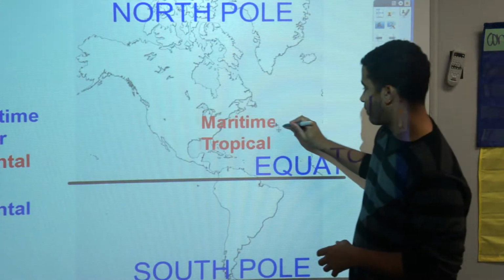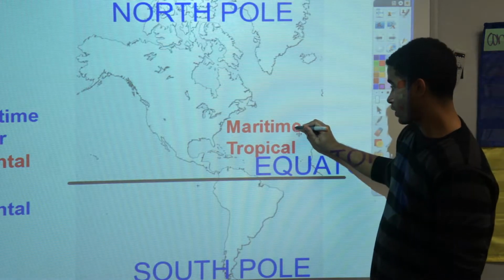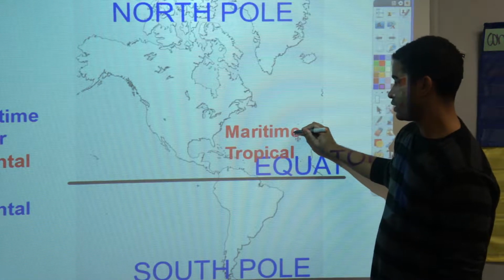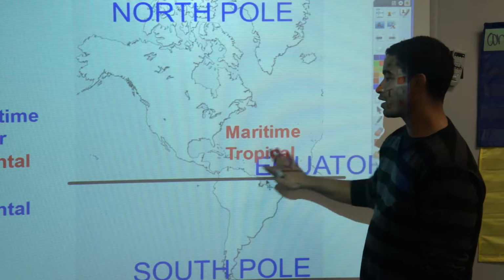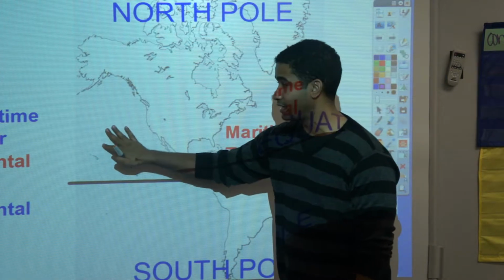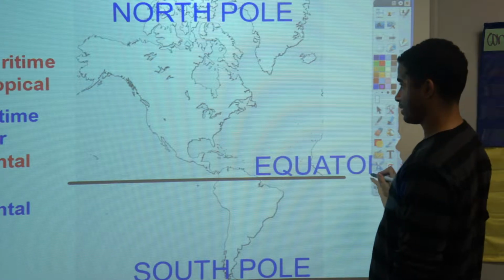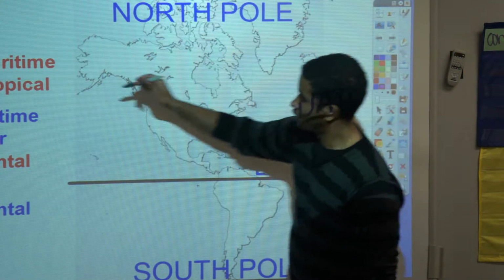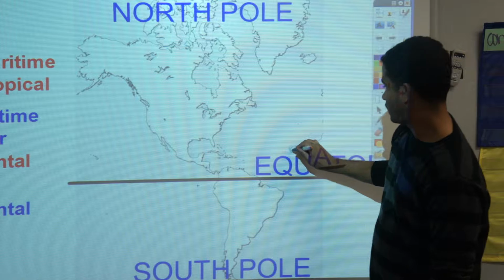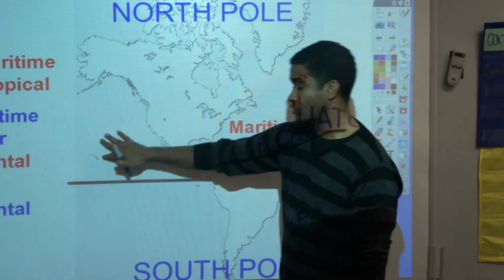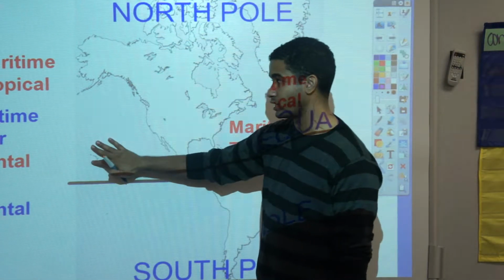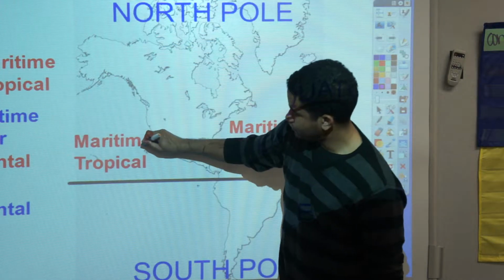Alright, so we're going to move our maritime tropical right here. So then if this is maritime tropical, there's water on this side. So this side, let me put that back. So this is maritime tropical. Alright, so this side is also water. It's also close to the equator, so this will be maritime tropical.